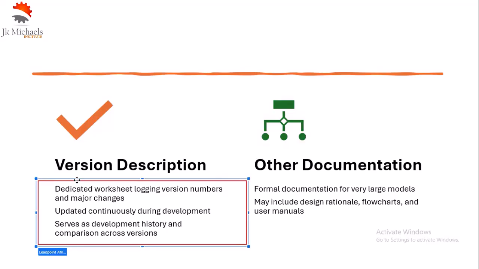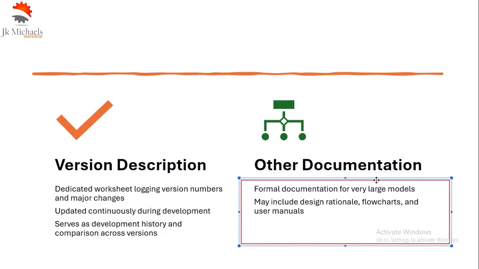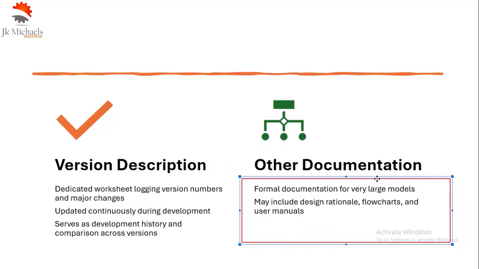And what those changes mean for all the versions. And then we have other documentation, right? For very large models, you might need formal documentation that may even be outside the spreadsheet, maybe in a Word document. Make sure that it's very simple, very well described, and might include things like objective, rationale, flowchart, and the user manual, right?